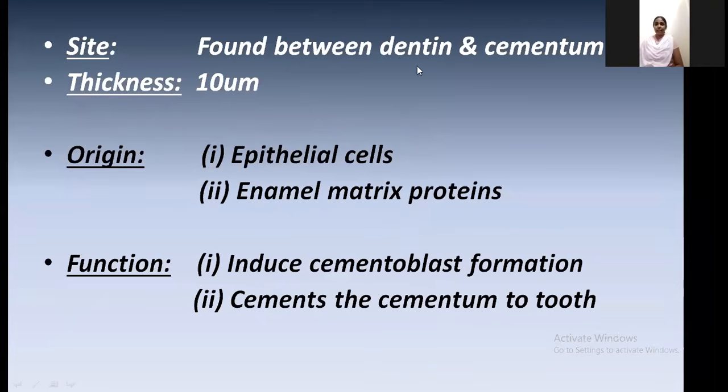It is found between dentin and cementum. Thickness is 10 micrometers. It originates from the epithelial cells and the enamel matrix proteins. Function: it induces cementoblast formation and it cements the cementum to the tooth.